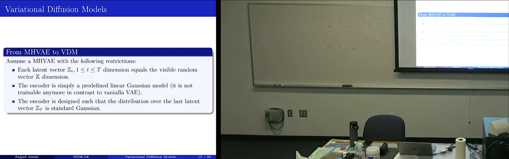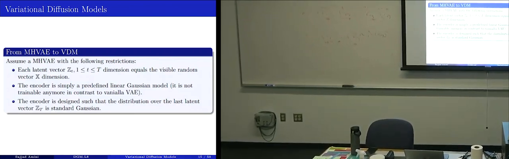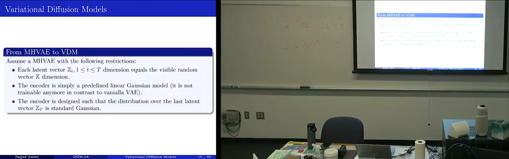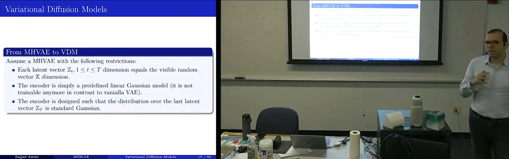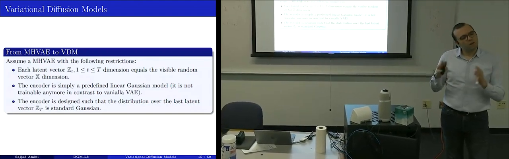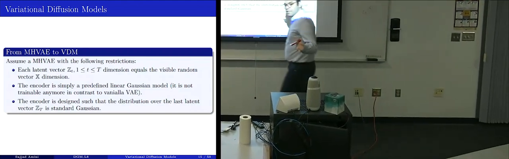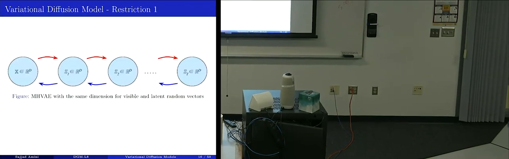Right. I'm confused. I thought X was the source image. Yeah, X is the source image. What is the visible random vector X? X equals the visible random vector, the image. Yeah, it means that if you are working with 32 by 32 images, for example, the latent space is also 32 by 32. Something like the flow models. In flow models, we have the same dimension in the latent. Here also, we have the same dimension. Okay, pay attention to these three. They are all used during our discussion.